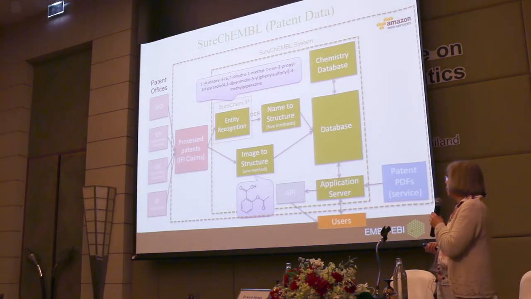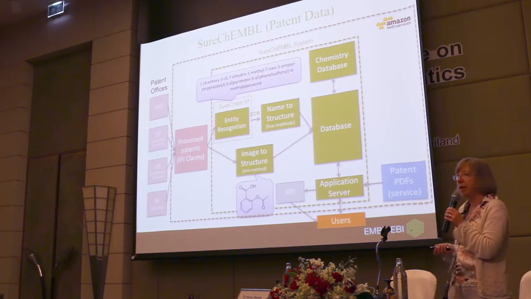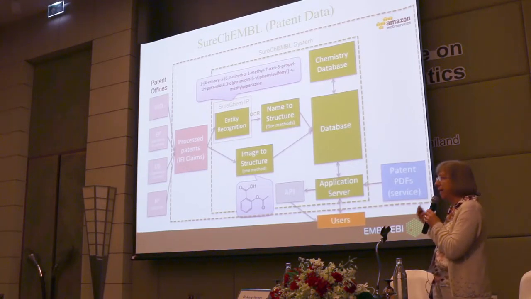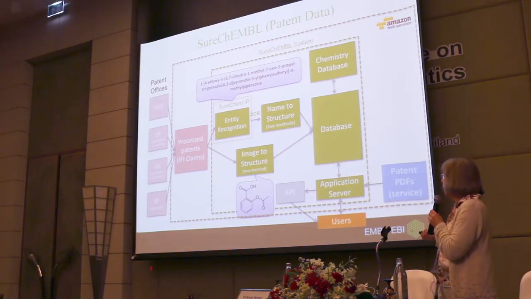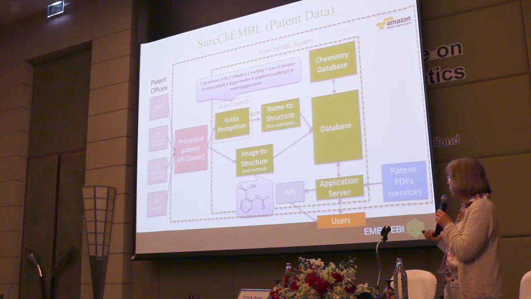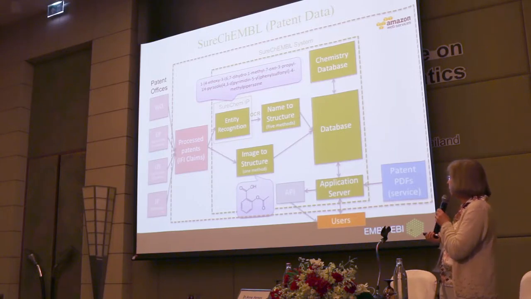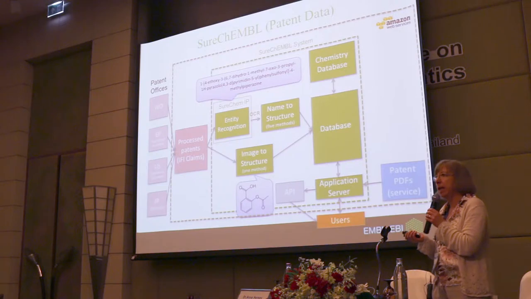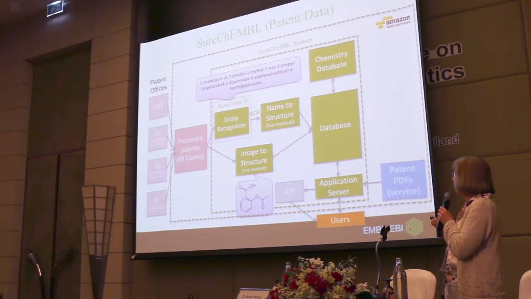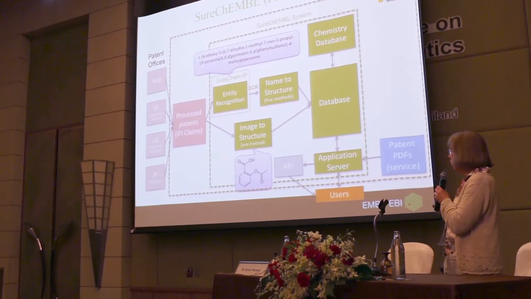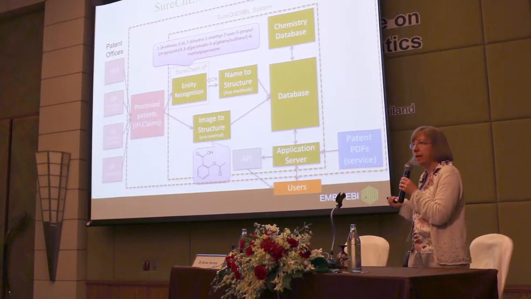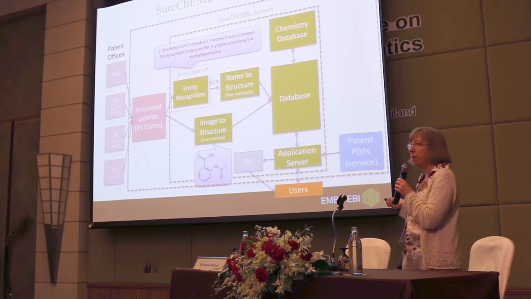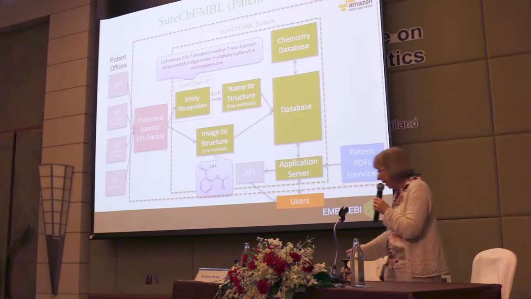So that was ChEMBL. SureChEMBL is a very different type of database that we acquired just a couple of years ago from Digital Science. It was originally called SureChEM, and we've renamed it SureChEMBL. So this is a patent database. Now, as you can probably imagine, vast numbers of patents are published constantly. We're taking data from these three main patent offices, and just the abstracts from the Japanese patent office. They're going into a patent database, and then we're using text extraction of the names, converting these names into chemical structures, and also image to structure recognition to convert the images into structures, putting this information into a database so that people can actually search for compounds in patents. So that was the system that we effectively acquired.